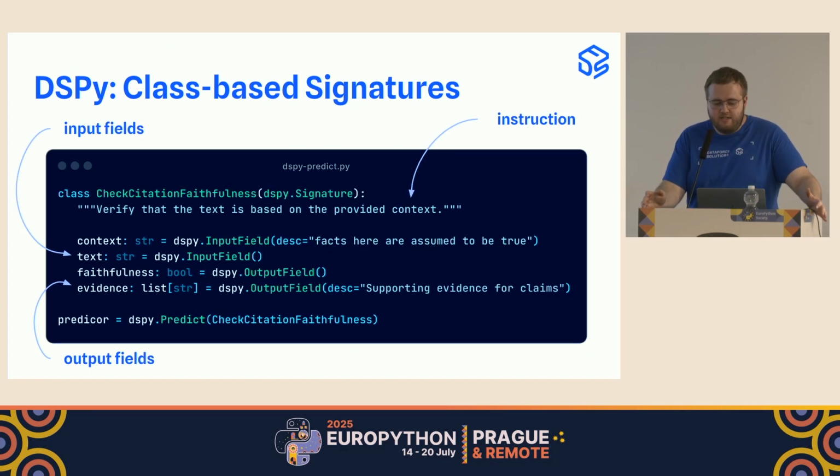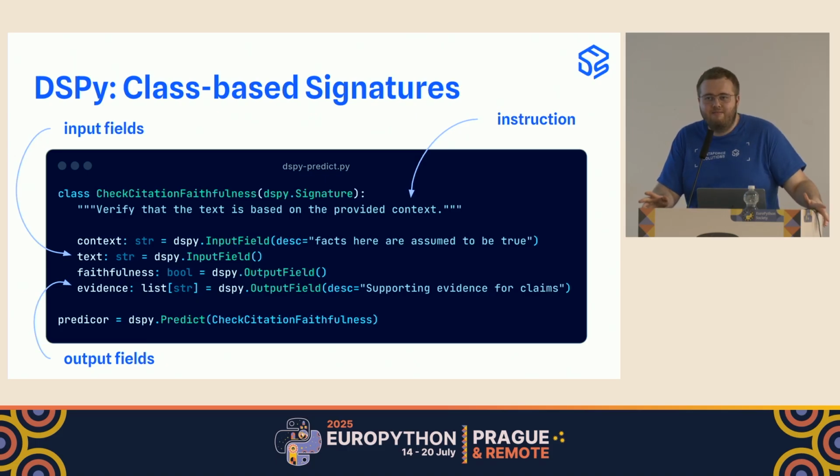In such a signature, an instruction is passed as a doc string and the specification of the input and output fields as attributes. As you can see, the fields also have the optional descriptions. So such class-based signatures can be used in exact same way as the string-based signatures would, and in fact, all kinds of signatures get internally converted into signature objects anyway, so it doesn't really matter what you use.